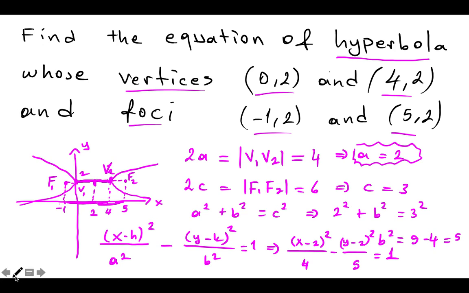Let me clean this part also. Yeah, this will be the final result. Our equation is (x minus 2) squared over 4 minus (y minus 2) squared over 5 is equal to 1.